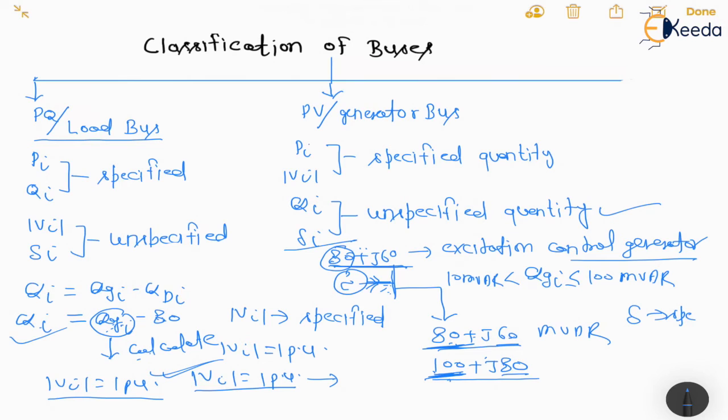If Qi will be specified, Vi will be unspecified. If Qi will be unspecified, then Vi will be specified. This is what we observed from this concept.